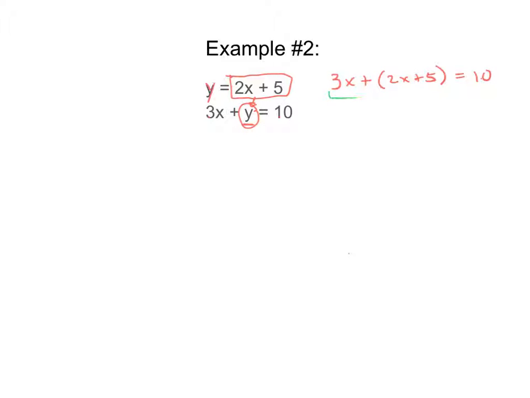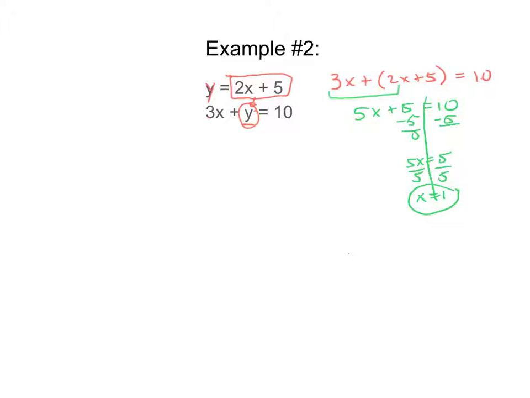Now I'm going to put together my like terms so I can solve. I don't have to distribute because there's nothing actually outside of the parentheses, so I'm just going to put together these two like terms. It's going to give me 5x plus 5 equals 10, and now I'm able to solve this. I would subtract 5 on each side to give me 5x is equal to 5, divide each side by 5, so x is 1.